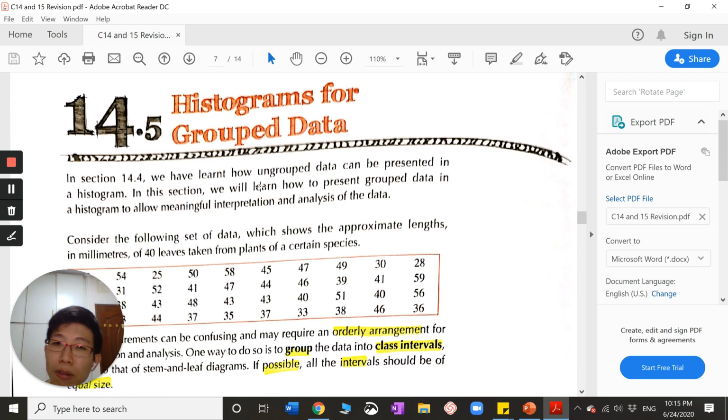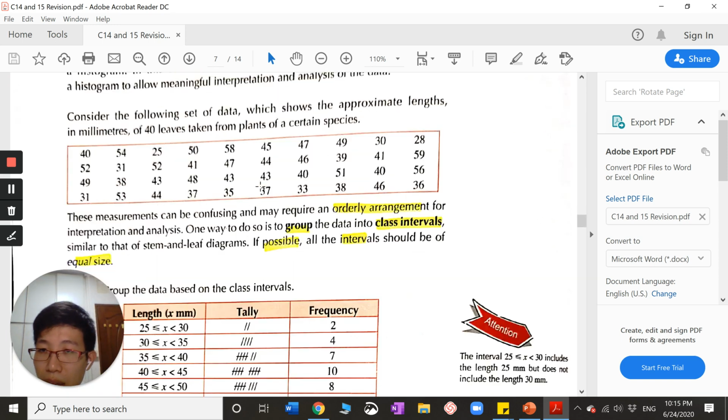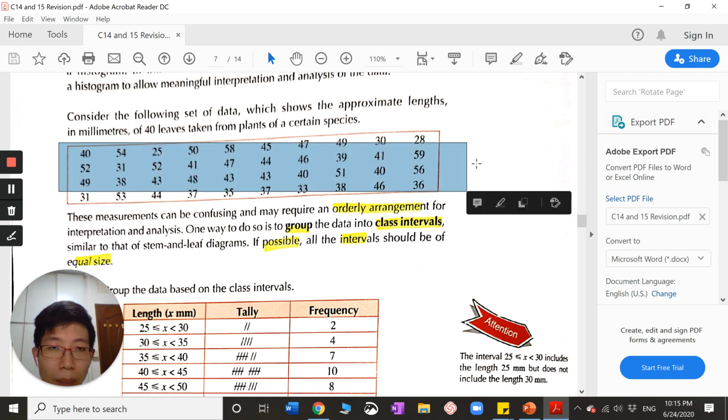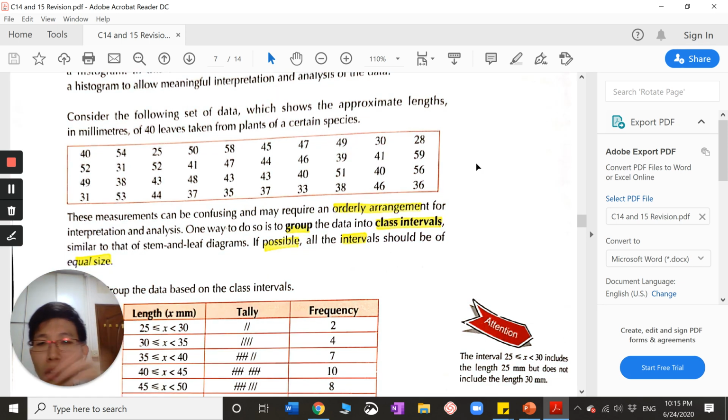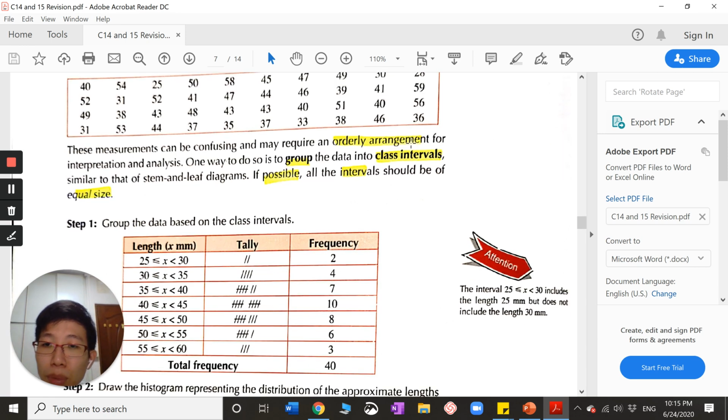So now for the histogram for grouped data. At the start, you'll be given this raw data, whereby the data are not arranged and all over the place. It's very hard to see or analyze. So we put them into class intervals. A class interval means you'll be given a range, and then you need to count how many numbers fall into this range. For example, from 25 to 30, you must always notice the equal sign at the bottom. The equal sign at the bottom means it includes that particular number also.